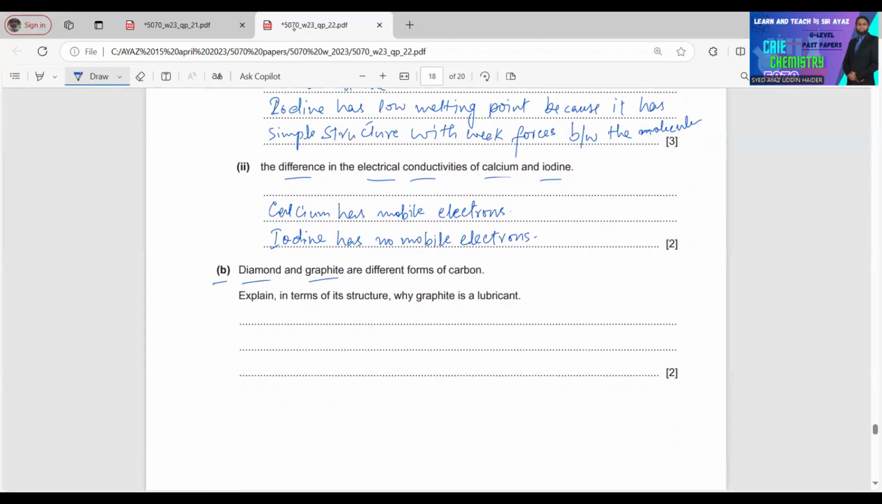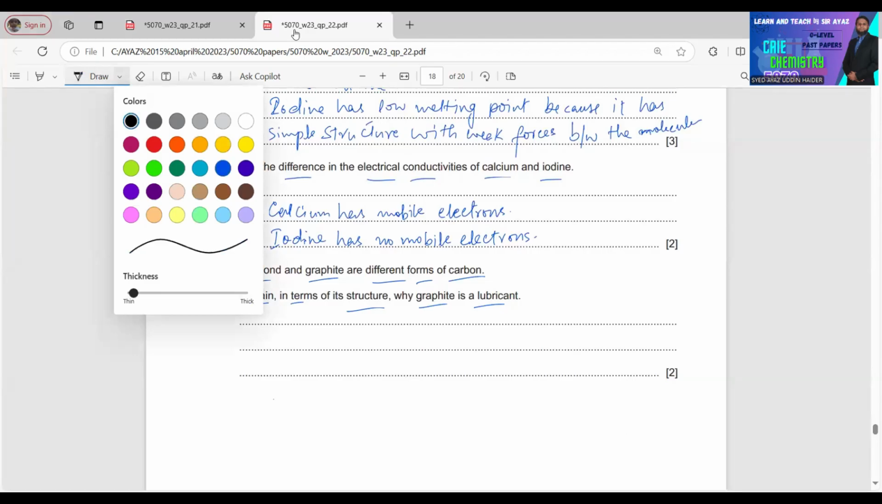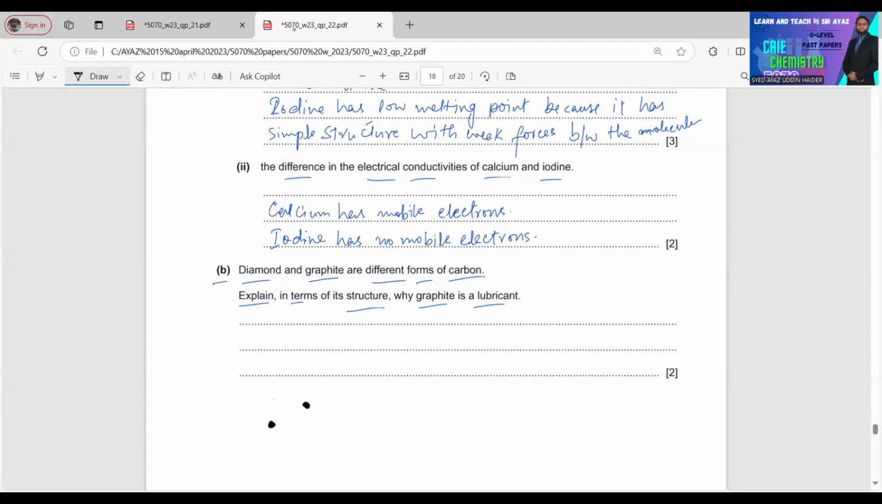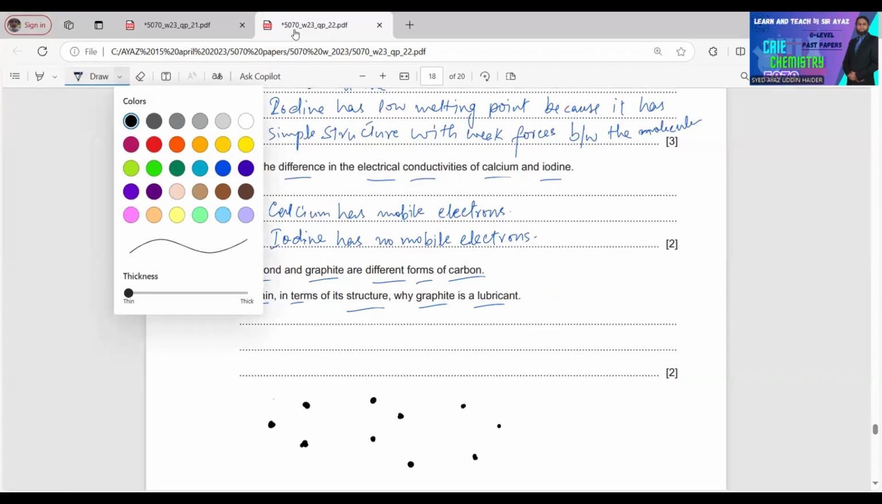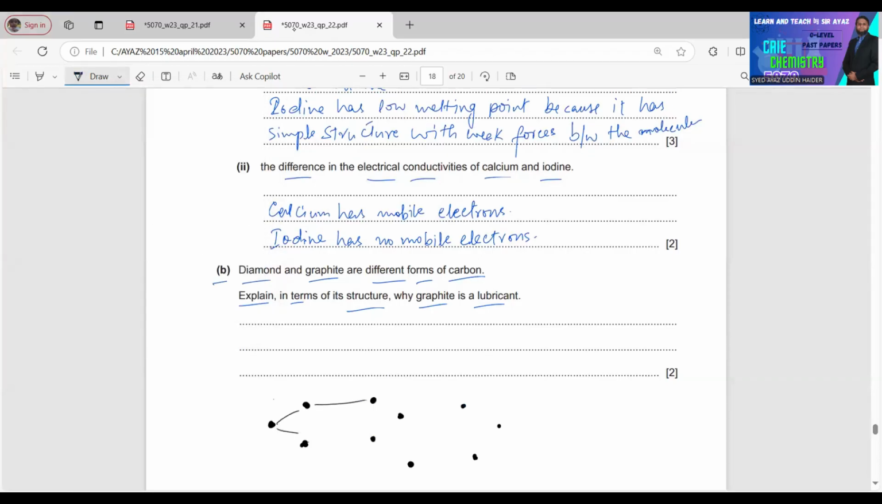B. Diamond and graphite are different forms of carbon. Explain in terms of its structure why graphite is a lubricant. Now, graphite has a structure like this. One atom, two atoms, 3, 4, 5. And there's weak intermolecular force. These are the layered structure. It's in the form of layers. This is graphite.